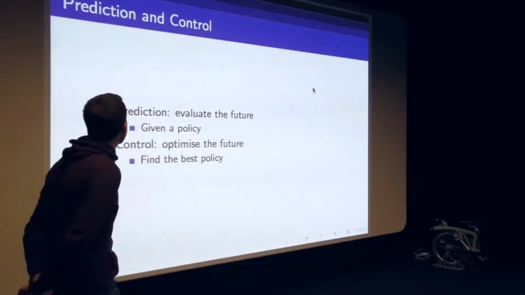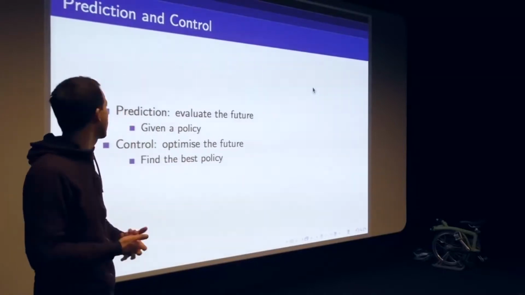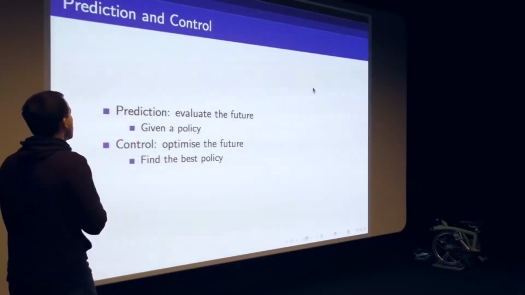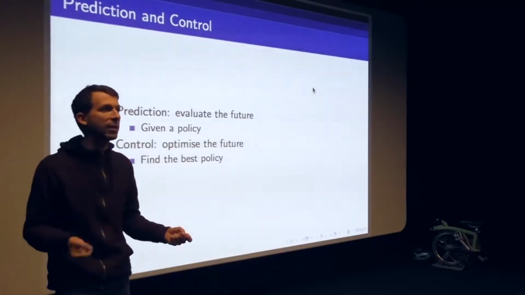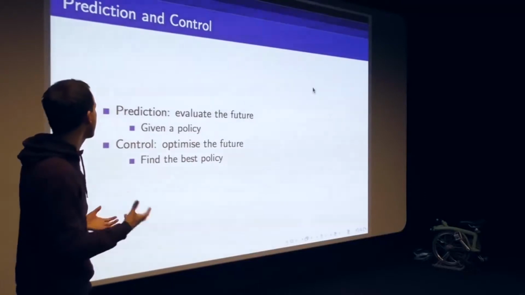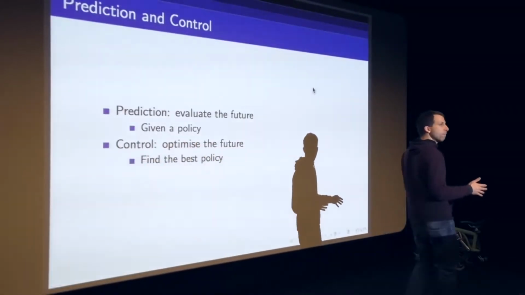So the final problem I'll cover briefly is prediction and control. This is another distinction within reinforcement learning. Prediction basically means: how well will I do if I follow my current policy? Someone gives me a policy, and I ask, if I walk straight forward, how much reward will I get?